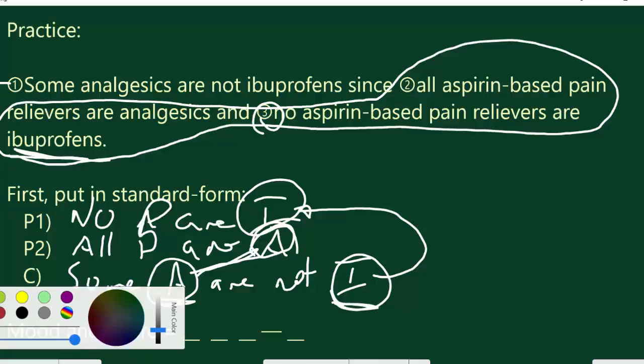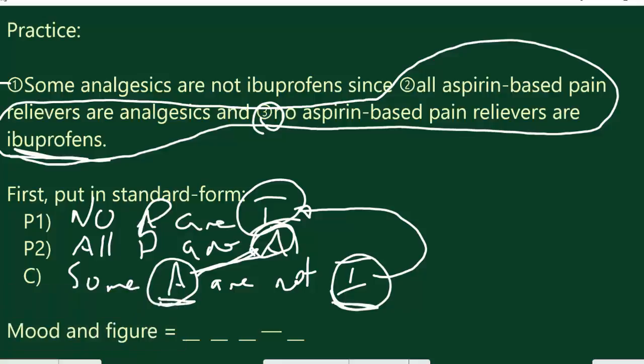So now let's look at the mood and the figure. I like to draw a little diagram. It helps me determine what the figure is anyway. Since the middle terms are both in the subject term, it's going to have to be 3 again. So I know the figure is 3.